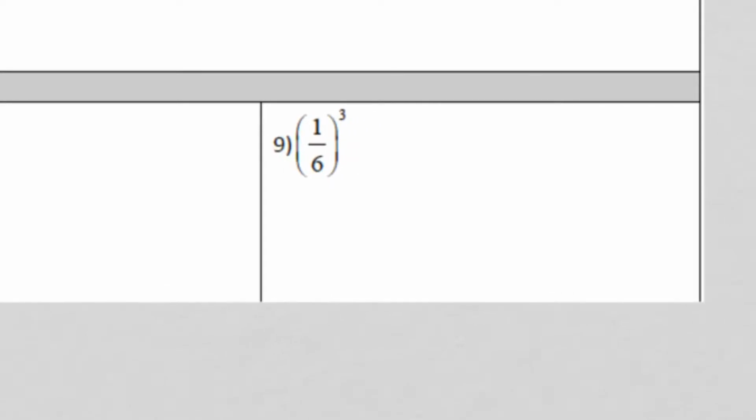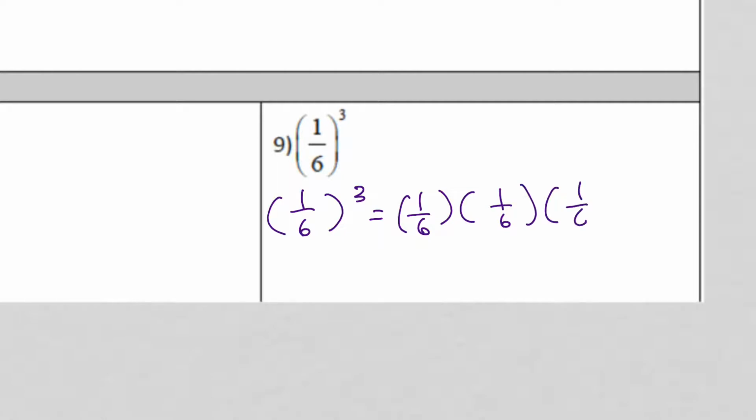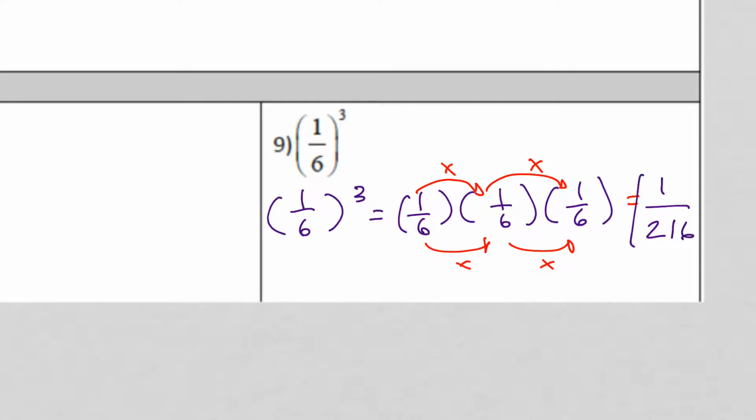So number 9. If I said 1/6 to the 3rd power, I'm going to rewrite that down. 1/6 to the third power. Well, what this means is you're taking 1/6 and you're multiplying it with itself 3 times. Now remember, just like before with the other fraction, we're taking the top number and multiplying with the top number, taking the bottom numbers and multiplying with the bottom numbers here. So if I go 1 times 1 times 1, that is 1. 6 times 6 times 6, well, 6 times 6 is 36. 36 times 6 will give me 216. And there's my answer.